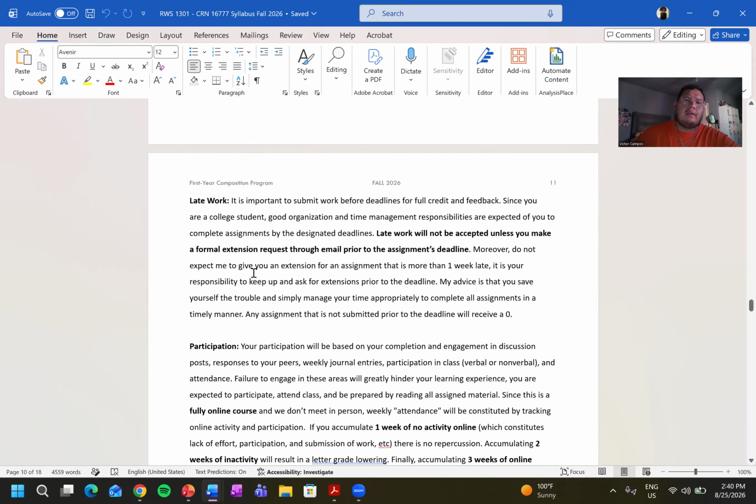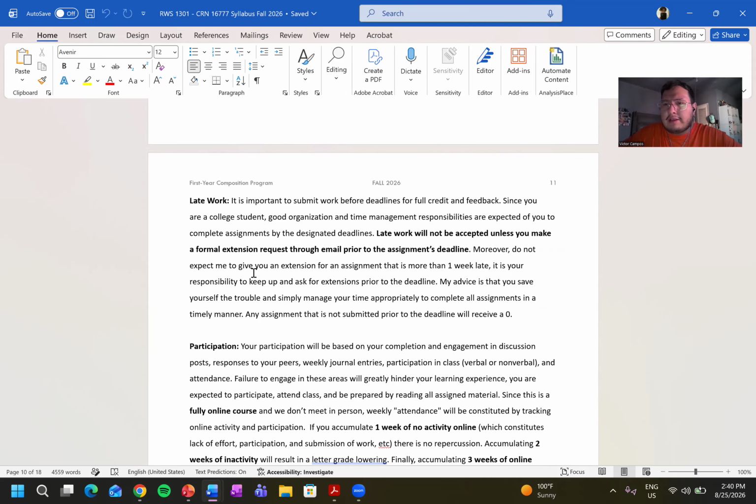Late work. So I will not be accepting late work. Okay, it's always a whole mess where people don't manage their time accordingly, and then they just ask for extensions like a week after the thing is done. And believe it or not, I've had students who have had the audacity of asking for extensions months after a deadline. So no.